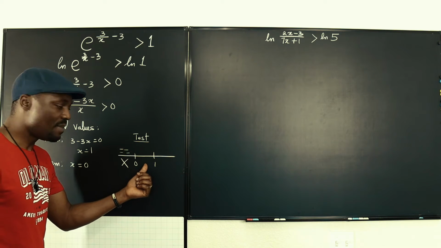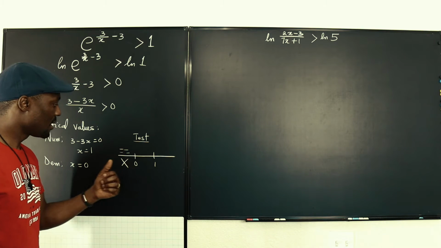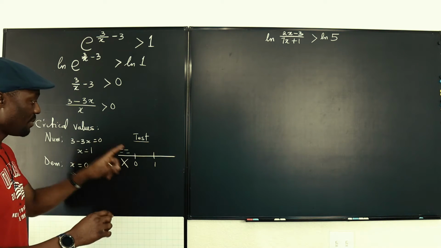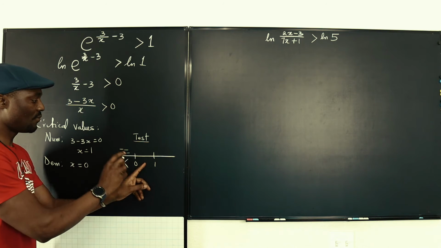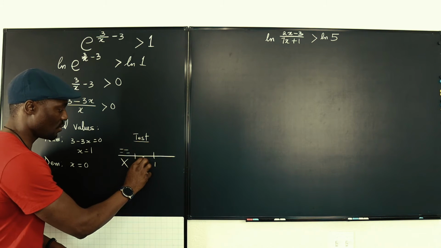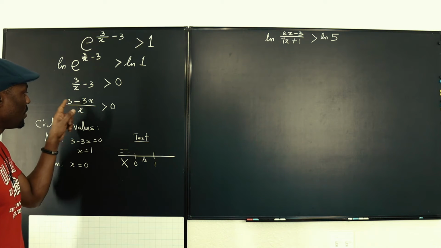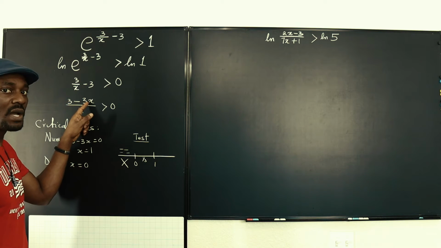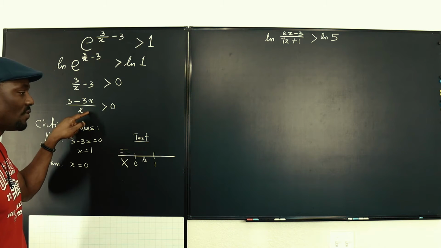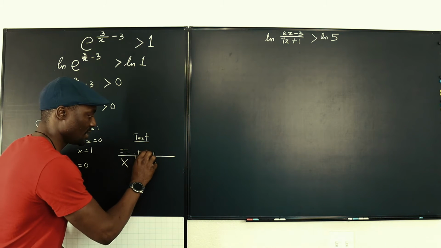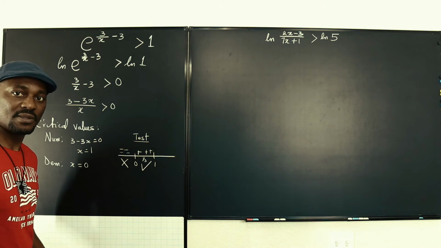Now let's go to the middle. Pick a number between 0 and 1. A very good number to pick here would be 1/3, because you can easily multiply 3 by it. So if we pick 1/3, this is going to be 3 minus 1, which is 2. That's positive, over 1/3. So that's positive over positive, which makes this region positive. That's good. Let's test the third region.